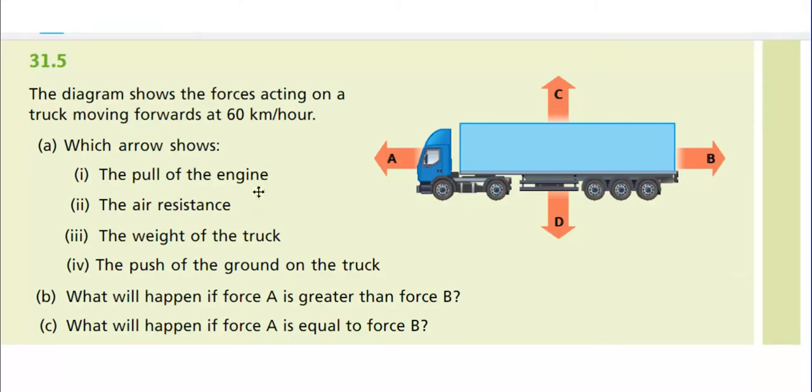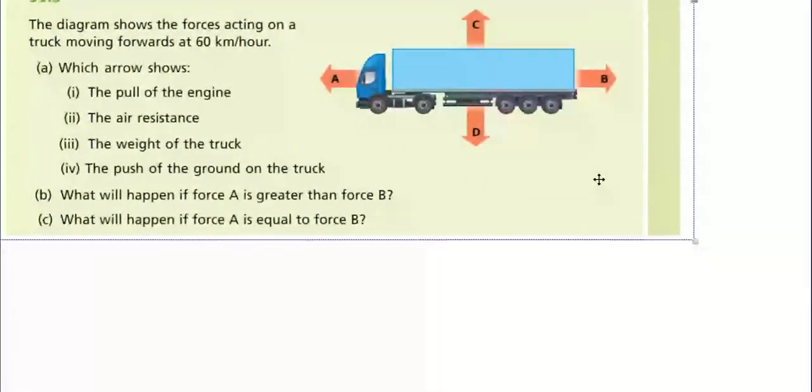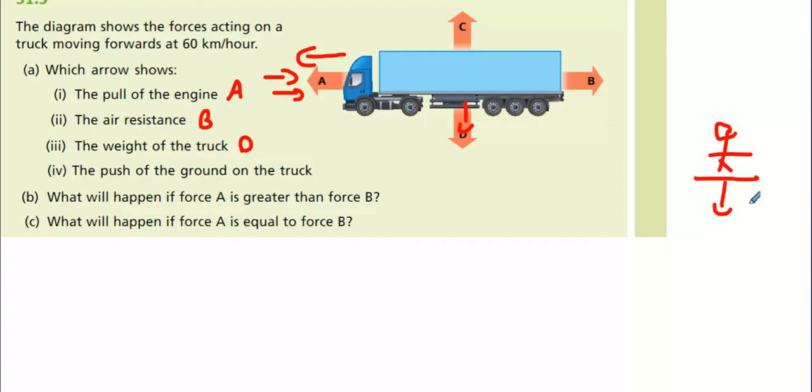Okay, next one. Diagram shows forces acting on a truck moving forwards at 60 kilometers an hour. Which arrow shows the pull of the engine? Well, if the truck is going forward and not in reverse, the pull of the engine is A. The air resistance is what's slowing down the truck. That'll be partially represented by B. The weight of the truck is what acts downwards, so that'll be D. The push of the truck on the ground: when you stand on an object on the ground, your weight acts downwards, and you feel the ground keeping you steady, pushing you upwards. So that will be C.